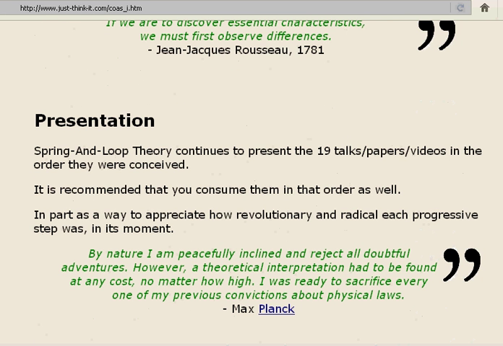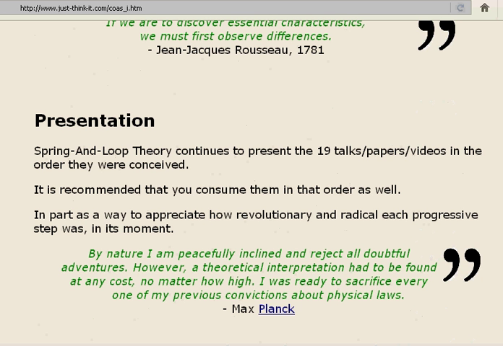Presentation. Spring and loop theory continues to present the 19 talks, papers, and videos in the order they were conceived. It is recommended that you consume them in that order as well, in part as a way to appreciate how revolutionary and radical each progressive step was in its moment.